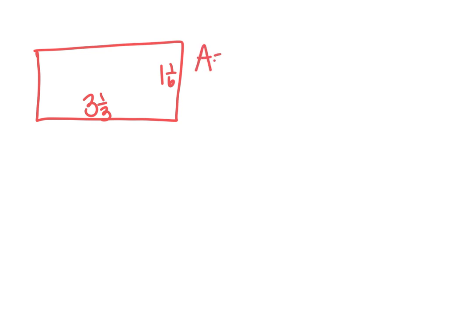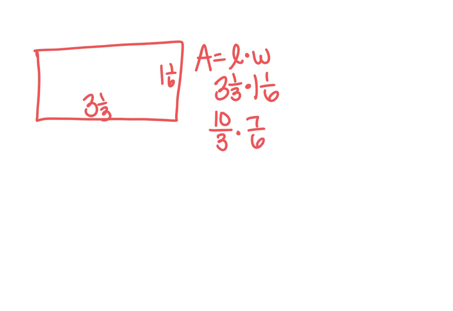So area, let's start with that because we just talked about it's going to be length times width. So it's going to be 3 1/3 times 1 1/6. Just like we looked at for the last example, we cannot multiply until we turn them into improper fractions. So 3 1/3, we're going to do 3 times 3 is 9 plus 1 is 10, so this turns into 10/3 times 7/6. So 6 times 1 is 6 plus 1 is 7, so 7/6.